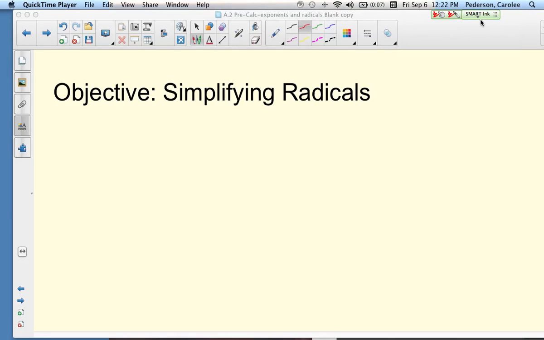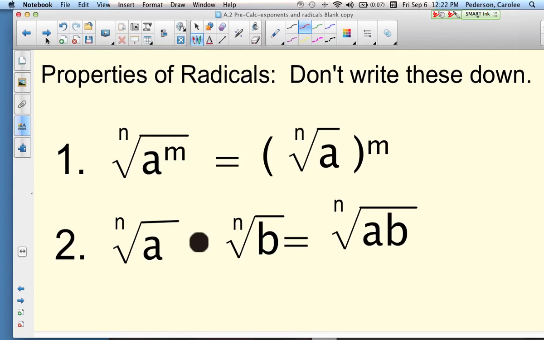This video focuses on simplifying radicals. This first slide, you don't need to write down the properties. What we have is a radical on the left, and we want to rewrite it. Notice the power can be written underneath or outside, and then the index is still out in front.